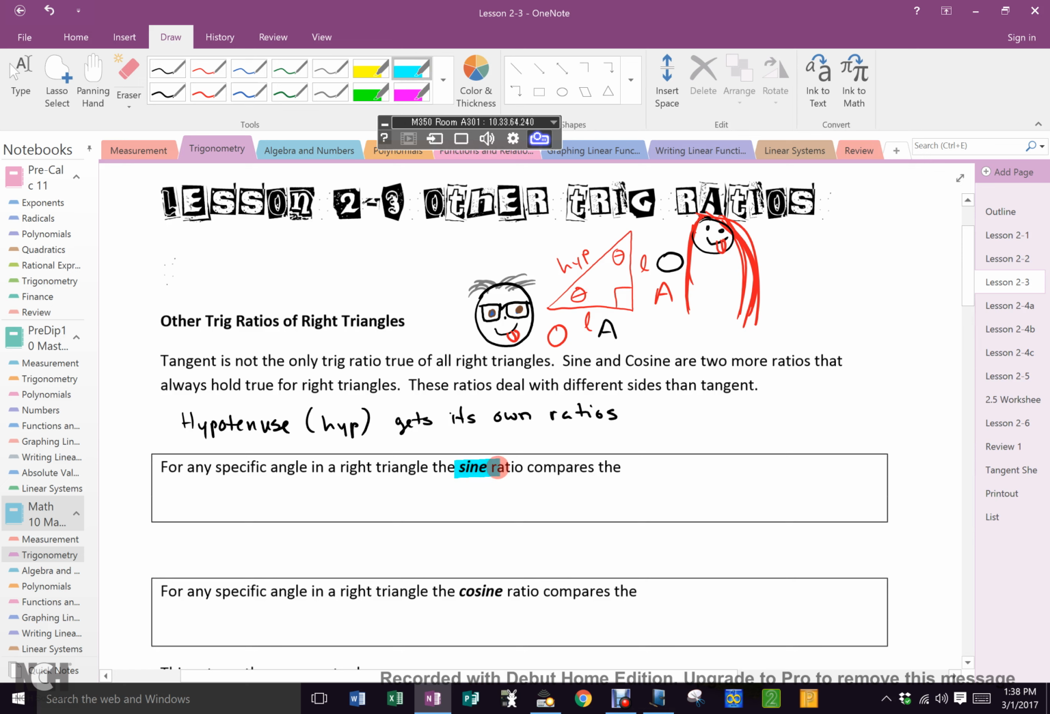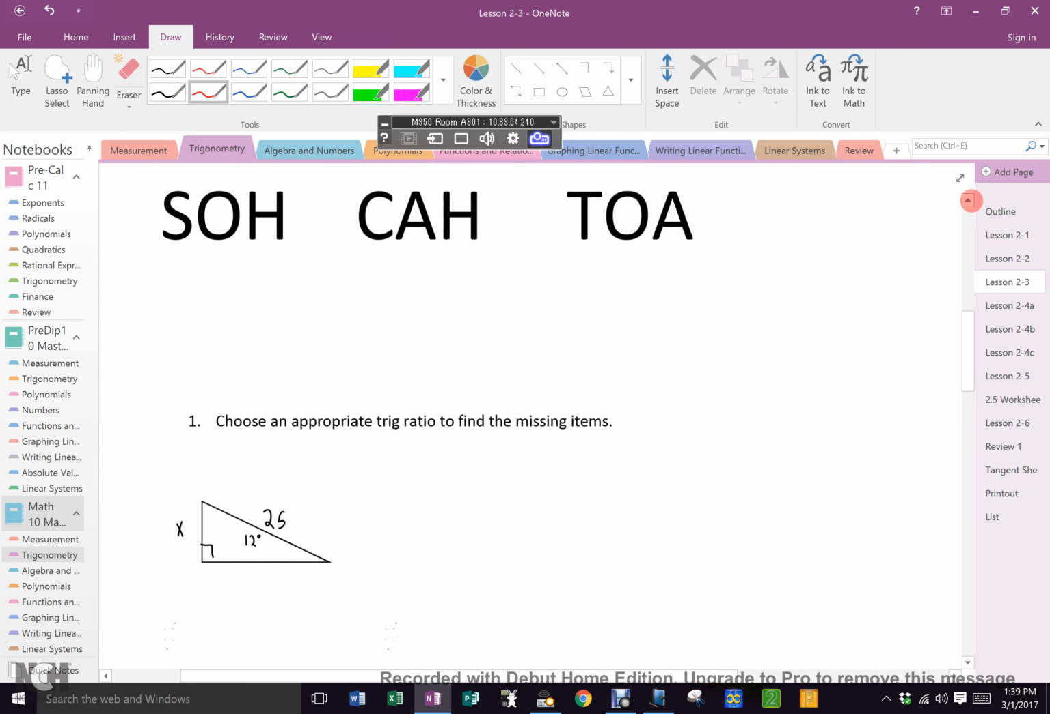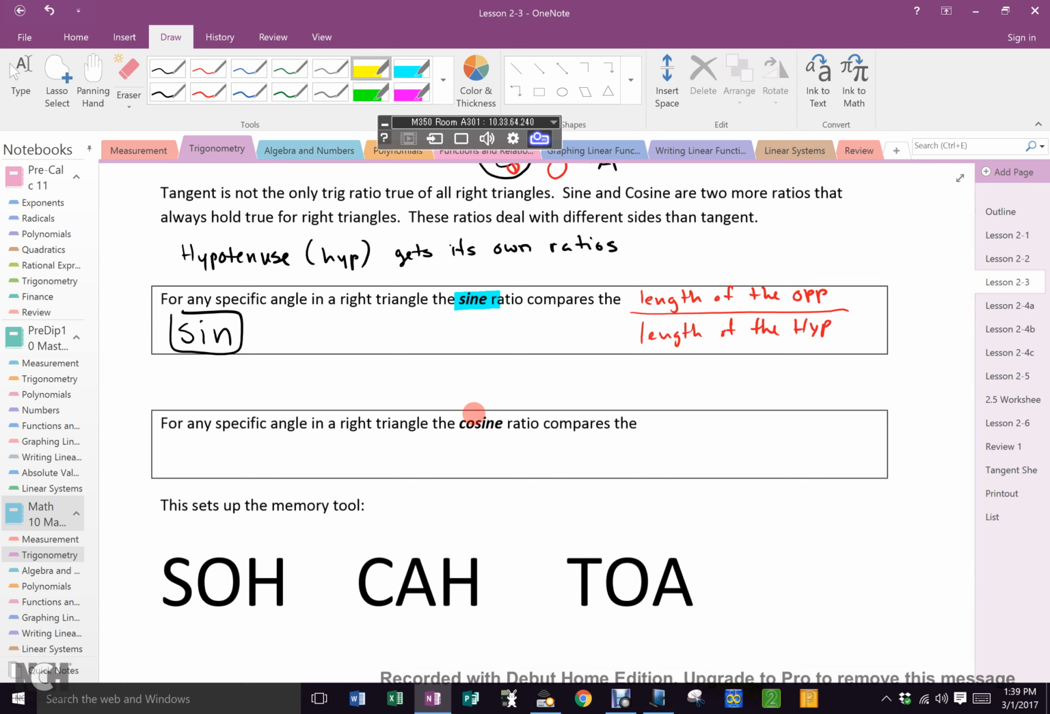The first of those ratios is the sine ratio, which on your calculator is the sin button. Naughty. The sine ratio, and I'm going to write it in red because red's a naughty color. The sine ratio compares the length of the opposite side. What does opposite mean? Across to the length of the hypotenuse. So it's opposite and hypotenuse. So you guys being the smart kids that you are, what must the cosine ratio be? Absolutely. And the cosine ratio, look on your calculator. What's it short for? Cos. It's the cos button, and it compares the length of the adjacent side over the hypotenuse.